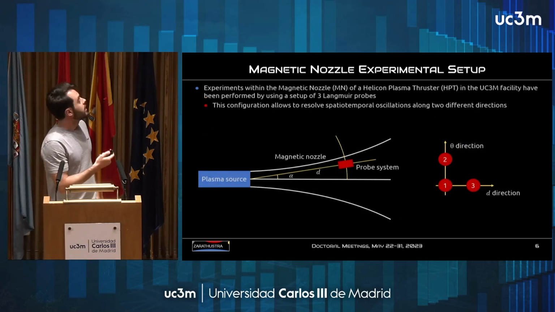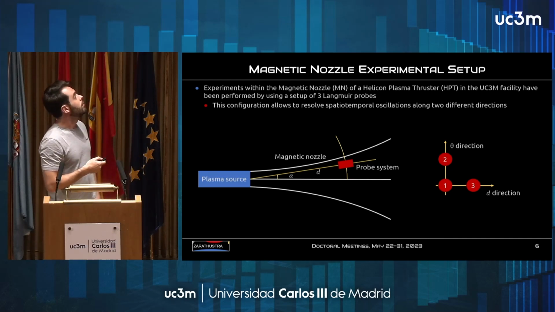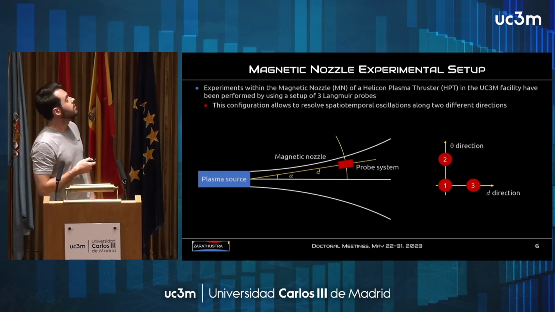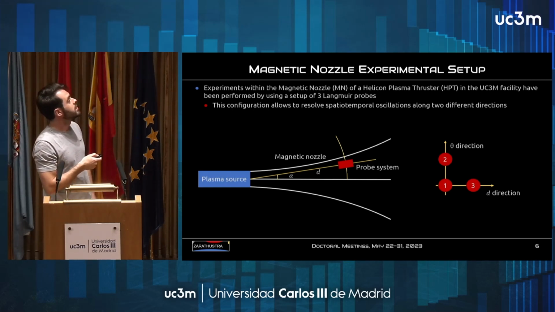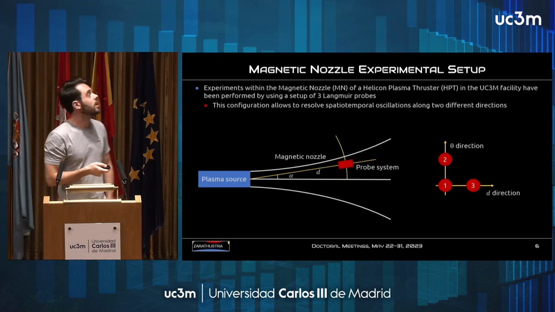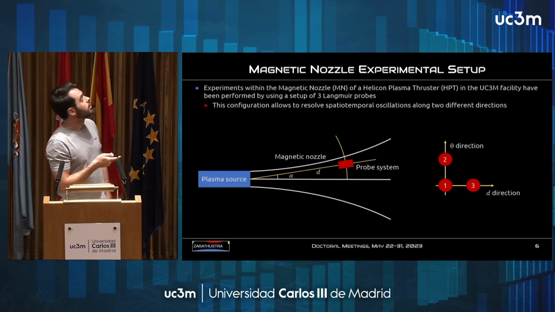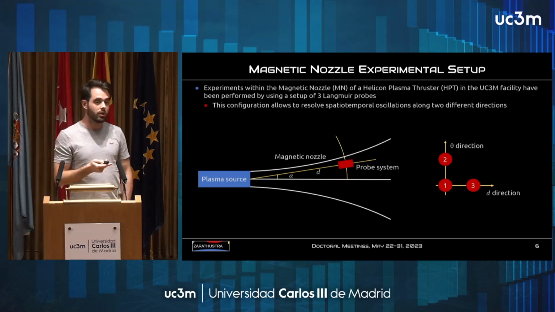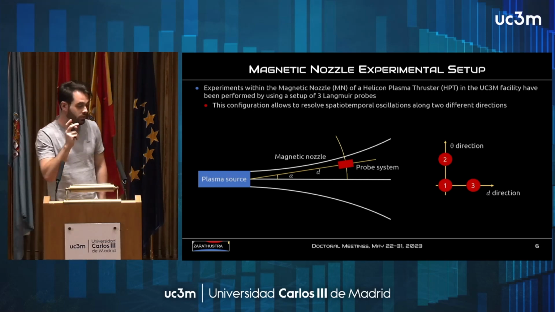The experiment we have done is by placing our probe system of three different Langmuir probes into the magnetic nozzle of the helicon plasma thruster, one of the prototypes that we have in the AP2 lab, by using a rotating arm that moves in a sort of circular direction, and that allows you to resolve basically two different directions: the direction D, which is approximately parallel to the magnetic field, and the one perpendicular to the magnetic field here. This way, you can characterize spatiotemporal oscillations in the plume, and that allows you to resolve them.